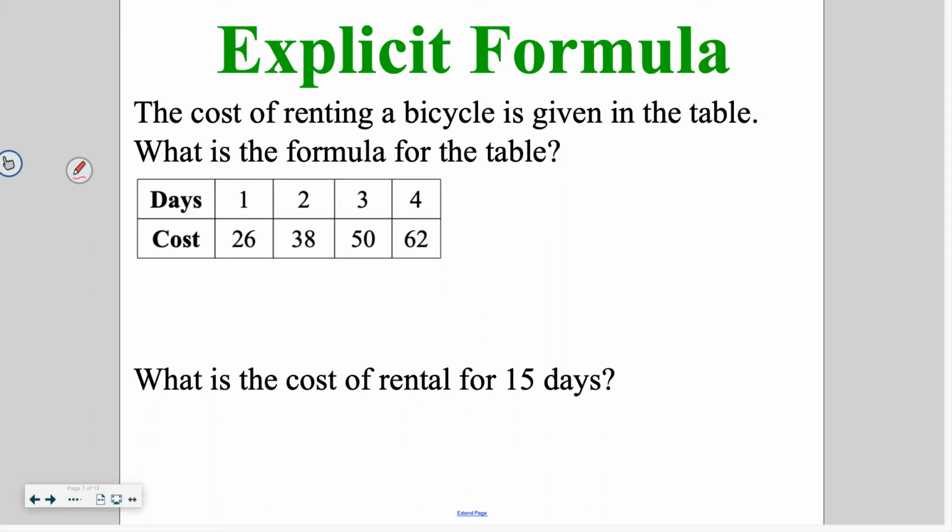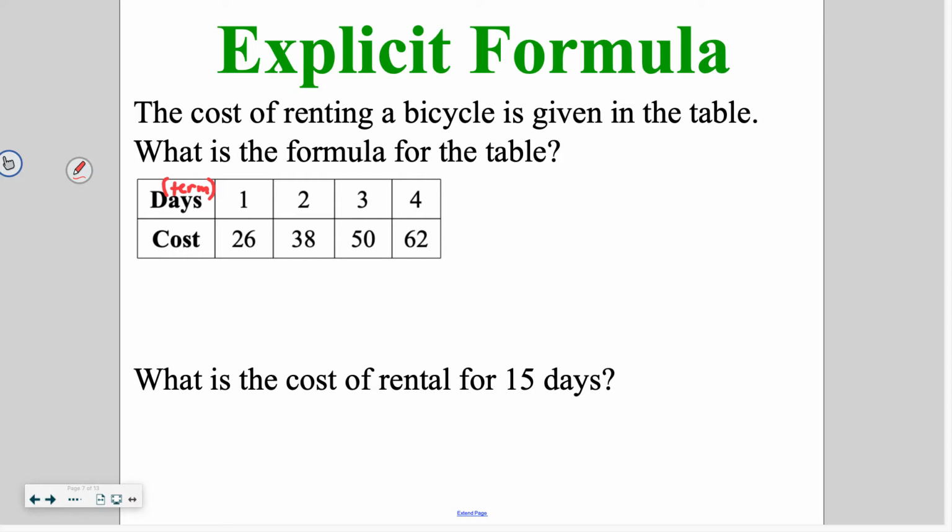So the cost of renting a bicycle is given in the table. What is the formula for the table? So we're looking here, days 1, 2, 3, 4, cost 26, 38, 50, 62. What this is telling us, these days, are actually our term numbers. So the first term is 26, the second term is 38, the third term is 50, and that last term is 62. So the actual list of numbers is our cost. So our cost is our sequence. The days is just telling us the order of the numbers.